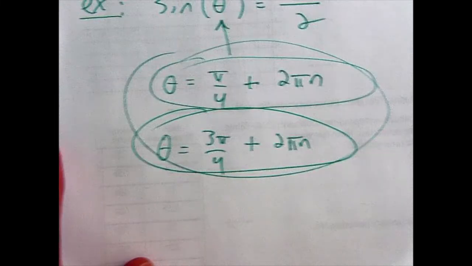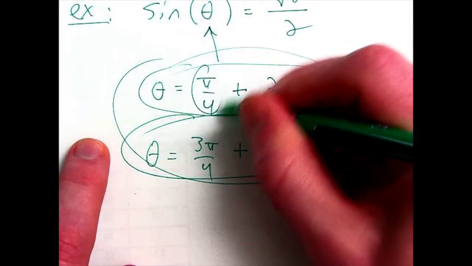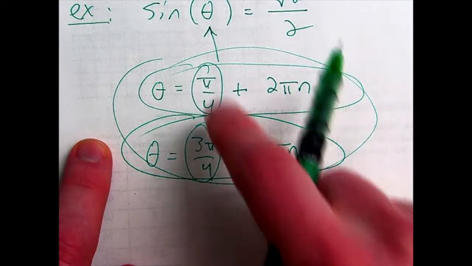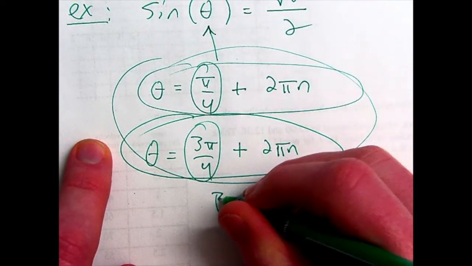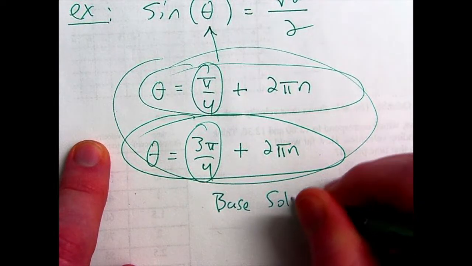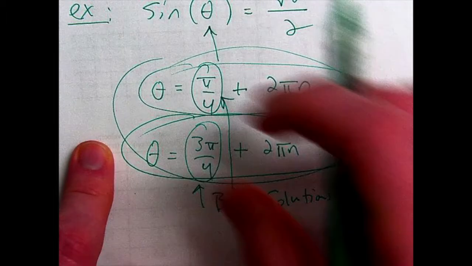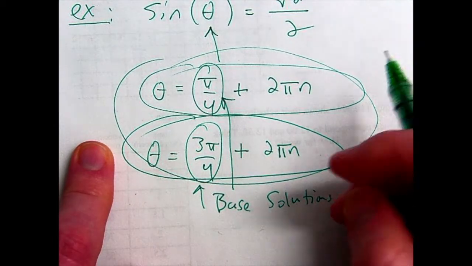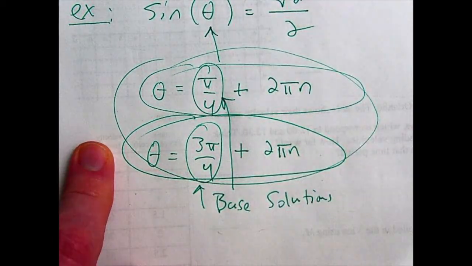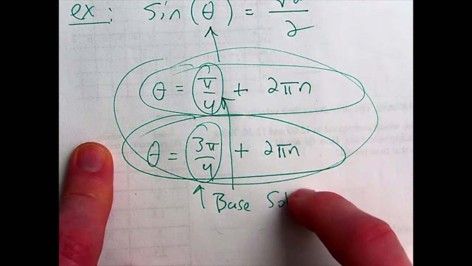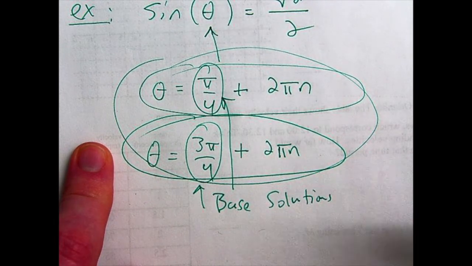And just some terminology, this solution here and this solution here, the solutions that we read from the unit circle directly, are what I call base solutions. Okay, these two guys here, these are called base solutions. And it's a little bit like your base solutions generate the entire solution set by adding copies of full rotations, by adding copies of 2 pi if you're in radians.